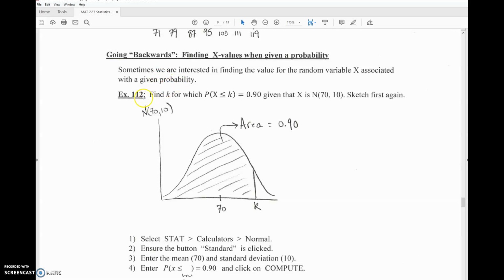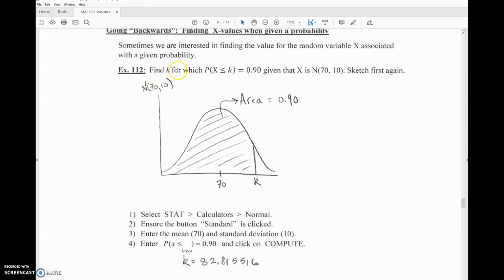So sometimes we're interested in finding the value for the random variable x associated with a given probability. So for example, let's find the value of k. K is our unknown here, for which the probability that x is less than or equal to some value of k is equal to 0.9. So it's a 90% chance that x is less than that value of k, given that x is normally distributed with a mean of 70, standard deviation of 10.